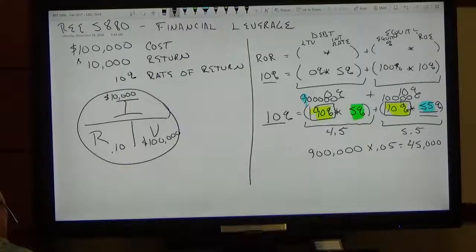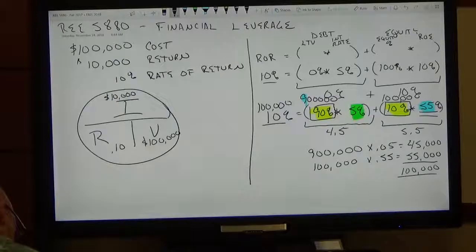Yes? Okay, everybody with me? Okay, then our equity is 100,000, and we're saying that supposedly is generating a 55% return for us. So 100,000 times 0.55 would be a $55,000 return for us. Add those two together, and we magically get the total $100,000 that the project would be yielding.